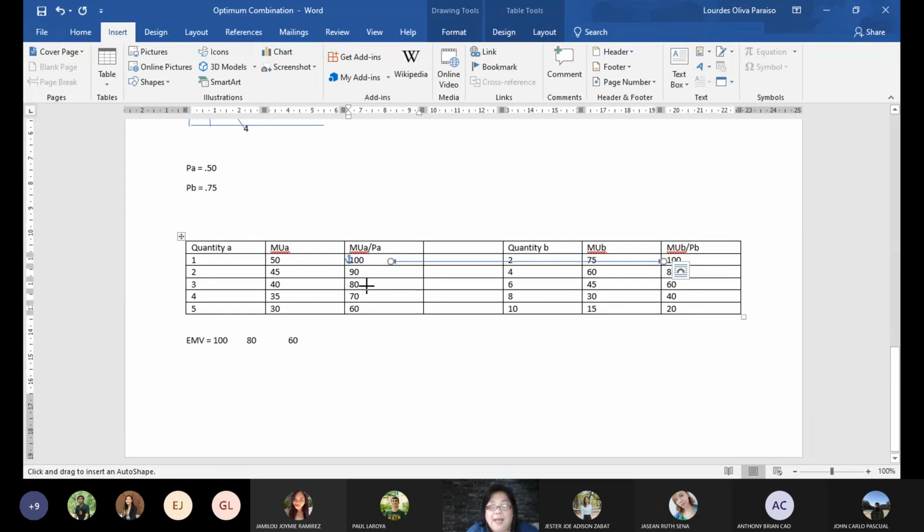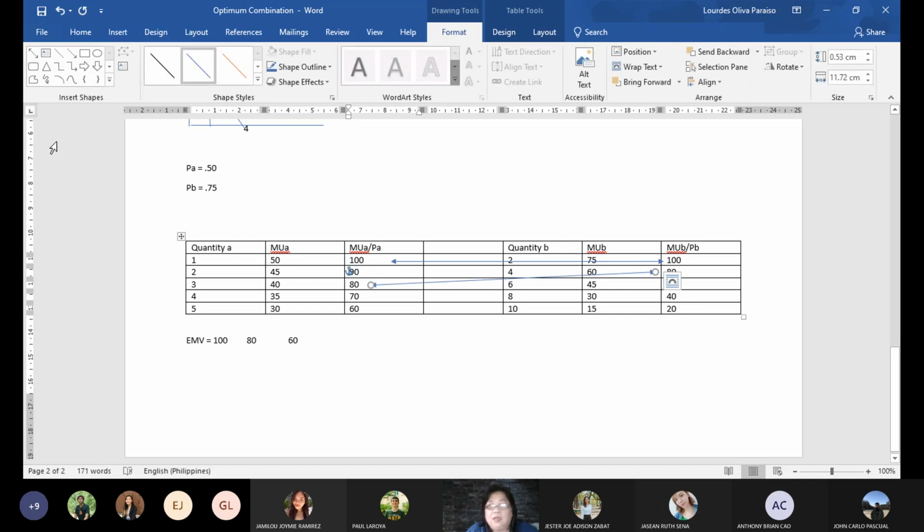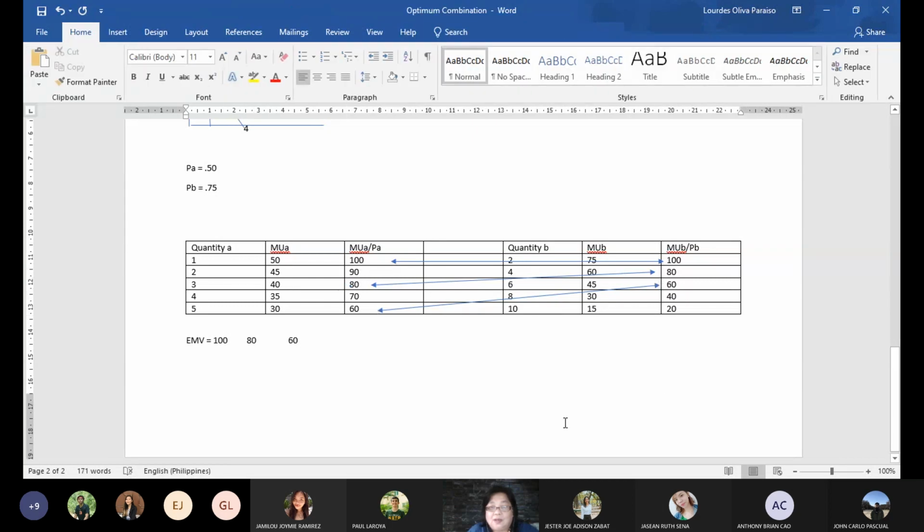Isn't there another? This one, 80. Isn't it the same there? Isn't it? Oh, here's another. Isn't it also the same there? In that 60, oh. Isn't it? Correct or no? Correct po, ma'am. Okay, that's why you have your 100 here, you have 80, and you have your 60.